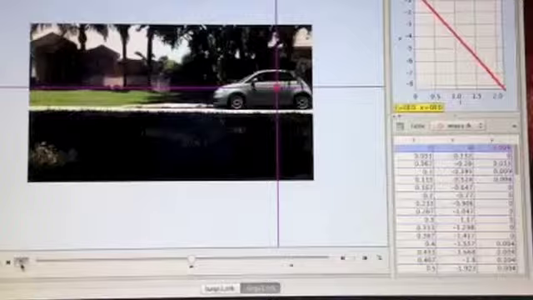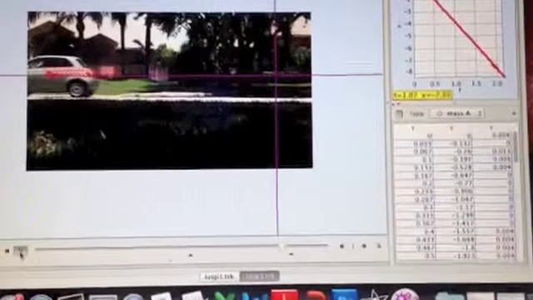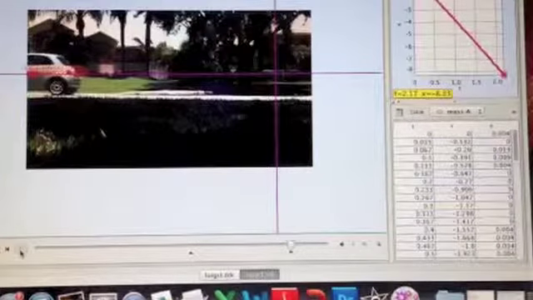Luigi and Penny are traveling in a straight line in the negative x direction on a level surface. Thus, the x and y components of the velocity vector are both zero. I obtained the velocity data that can be seen in the graph and table to the right of the screen.